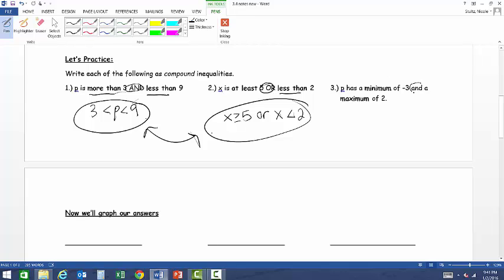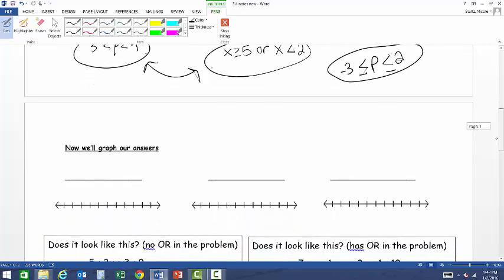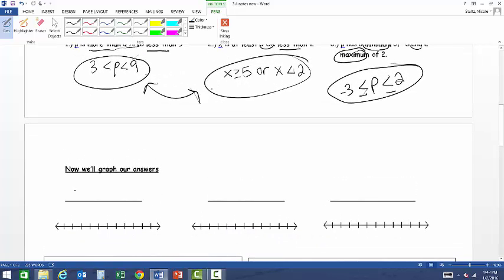Number 3 says and, so it's going to look like number 1. You put an x in the middle and point your symbols to the left. And the smaller number goes on the left. Bigger number goes on the right. The only difference is the word minimum and the word maximum are inclusive, meaning they both get underlines. So -3 and 2 could be used as a solution. So we're going to copy our answers here.